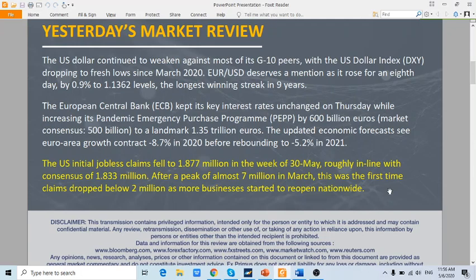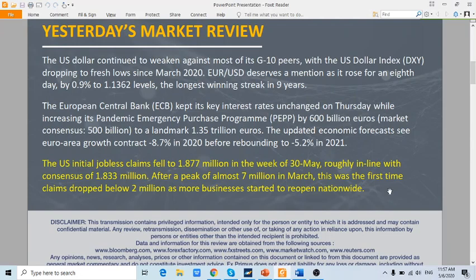Other economic comments released by the ECB yesterday night: they are looking at a Eurozone growth forecast of a contraction of 8.7% for this year, before slowly rebounding to negative 5.2% in the year 2021. So they are already preparing for the worst case scenario for the year 2020 and looking for a mild recovery in the year 2021.